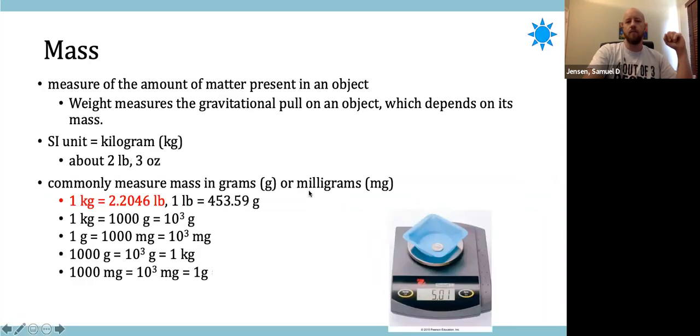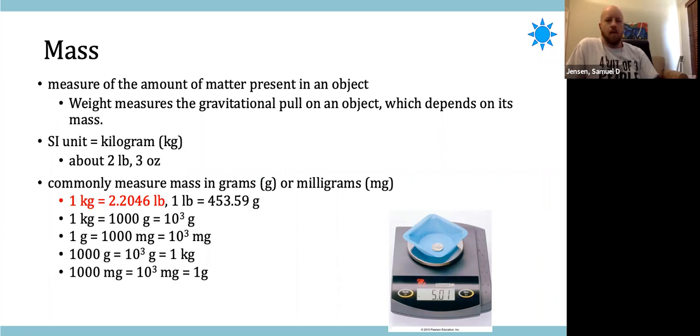All right, so let's talk about mass. Here we're just going to break down each one of the units. Again, the SI unit here is the kilogram. Mass is the amount of matter present, but for the most part, we use it synonymously with weight. Weight and mass are not strictly, technically the same thing.